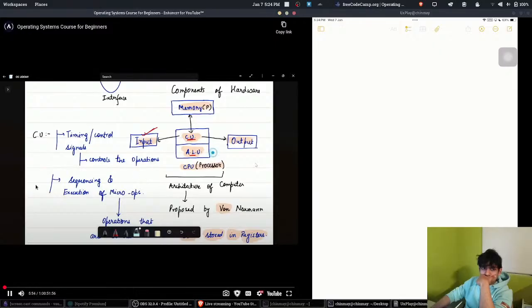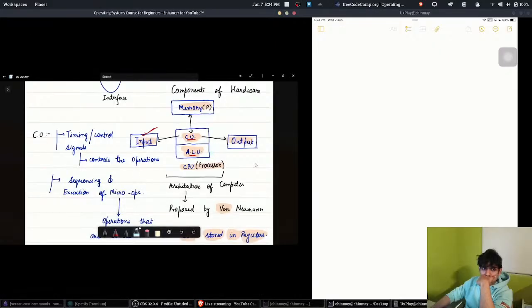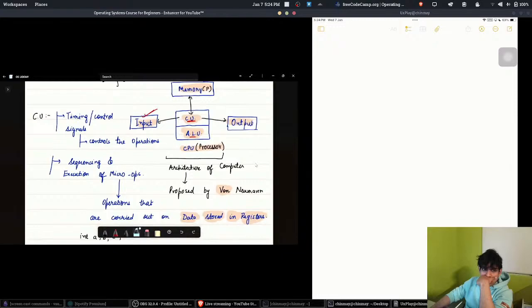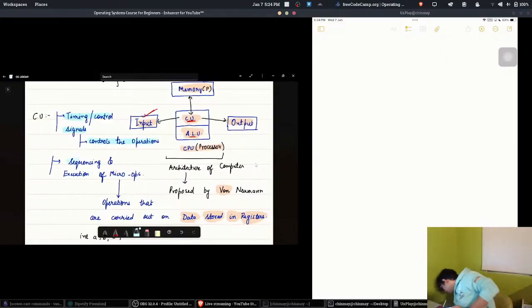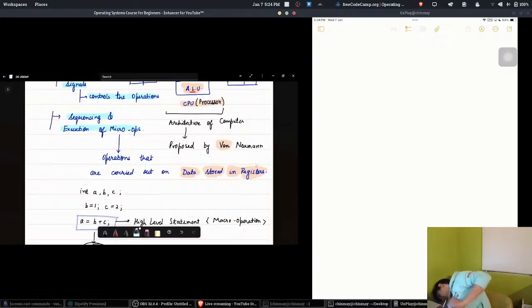unit and arithmetic logic unit. We'll study about what is control unit. So control unit is the unit that has power of generation, timing or control signal, clock signals, you may have heard about it, that controls the operation. It is also widely known for sequential execution of micro operations. Now the question arises, what are micro operations? These are the operations that are carried out on data stored in registers.